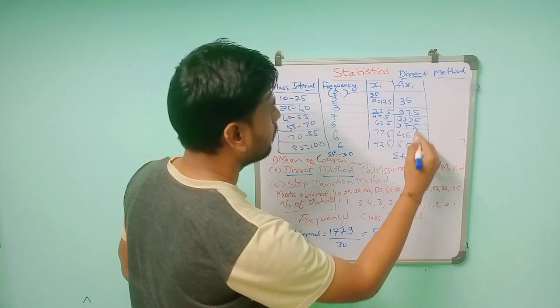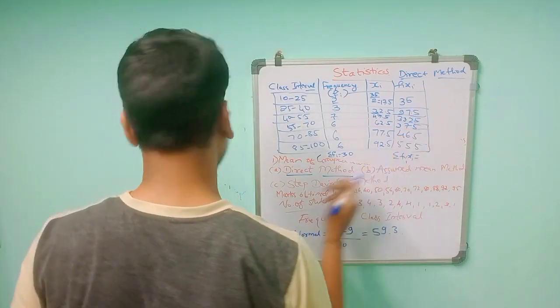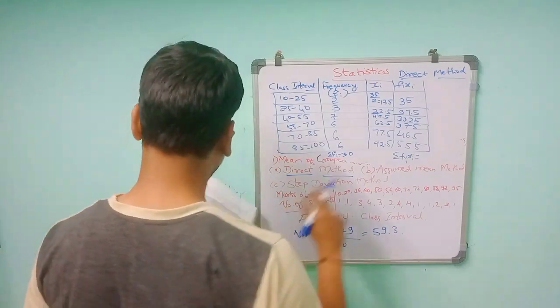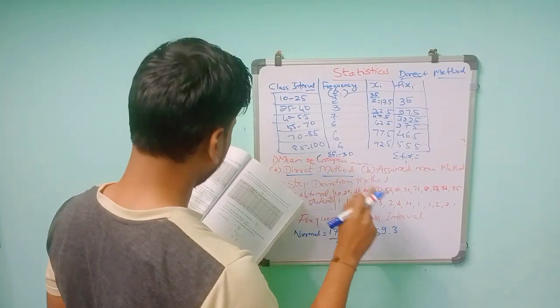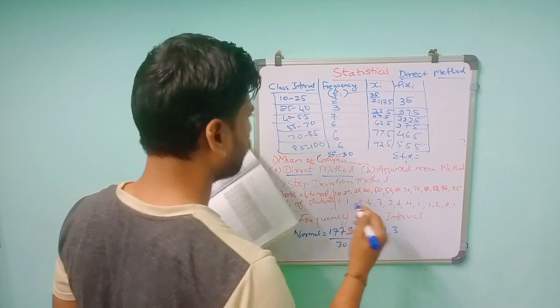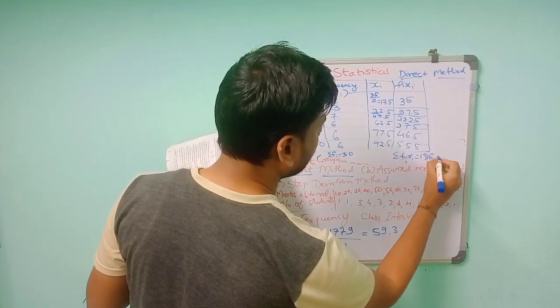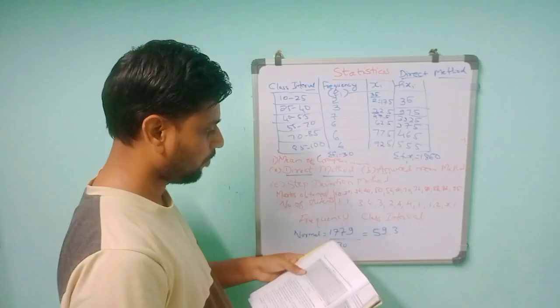So it will be 35, 97.5, 332.5, 375, 465. So total will be 1860. I am writing directly. If you add this, you will get 1860 and sigma Fi is 30.